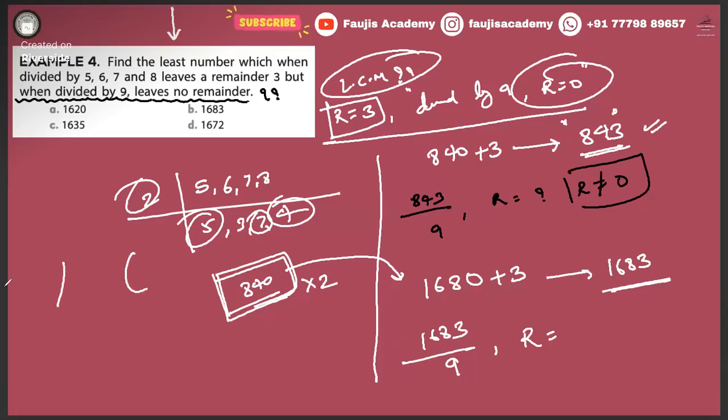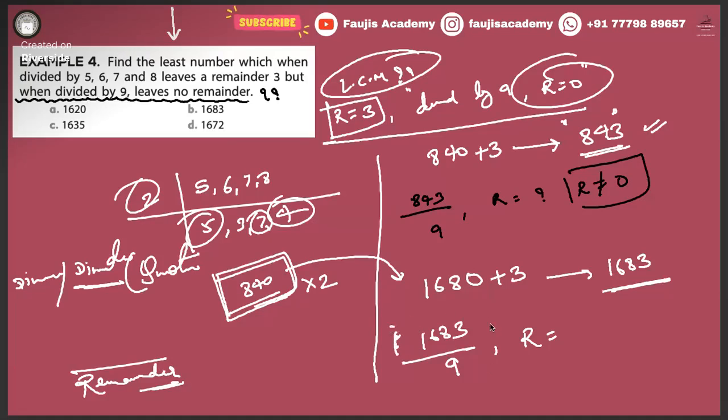If you do a division, over here the number is called what? Dividend. This is called the quotient. This is called the divisor. And the remainder is what remains leftover. So what is the remainder? Over here, this particular number 1683, when you divide it by 9, what is the remainder we will get? Please answer. 0, sir. 0.